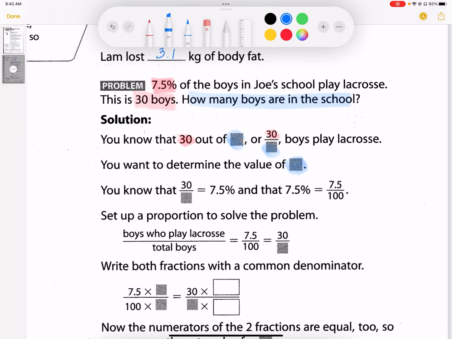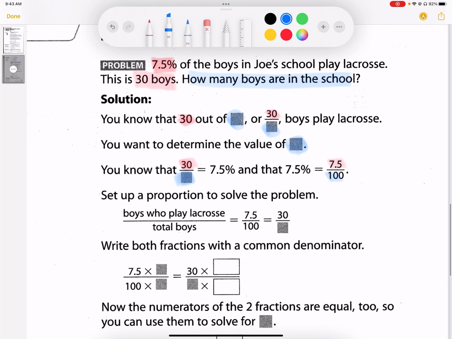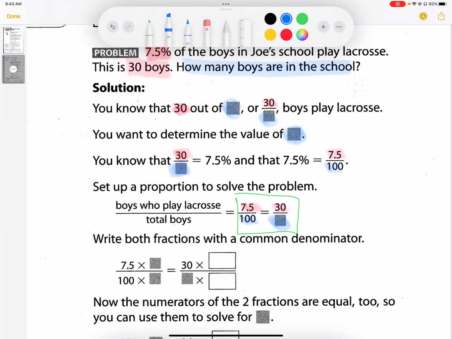So 30 out of blank is the same as 7.5% out of 100, or 7.5 out of 100. So there's our part, there's our whole. So there's our proportional equation right here. The boys who play lacrosse, the total boys, are part, percent, part in numbers, our whole in percent, our whole in numbers. That's what we're trying to find.